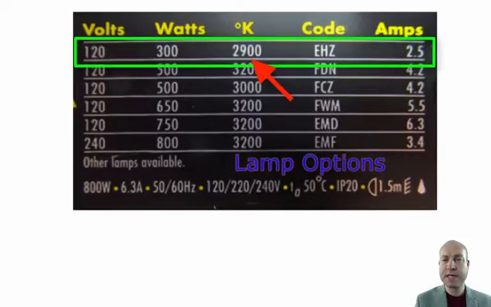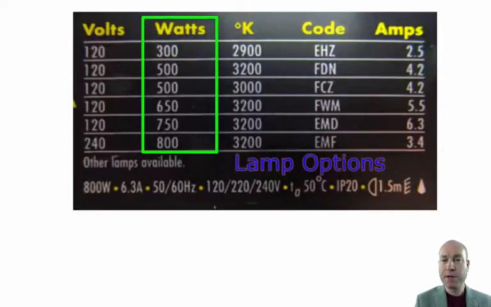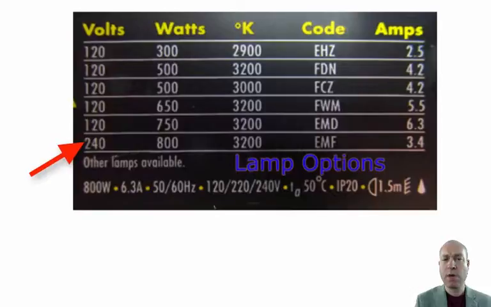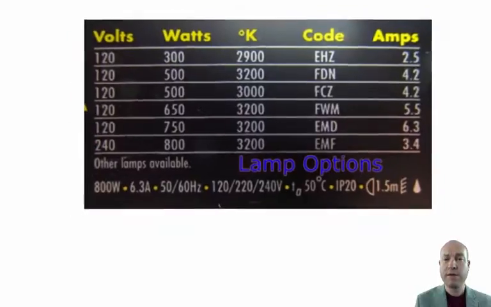It's 2900 degrees Kelvin. I'll explain color temperature in a future lesson, so we can skip Kelvin for now. The code is just going to help you buy it. So when you're finding that particular bulb, that code can help you track it down. And then this one even breaks down the amperage. So that's 2.5 amps for that 120 volt, 300 watt bulb. But notice this particular light fixture can take bulbs that are 500 watts, 650 watts, 750, or even 800 watts. Notice on the bottom of the chart, the 800 watt bulb requires 240 volts. In the United States, you can do special electrical outlets that do 240 volts. You might have one in your home next to your dryer, for instance.